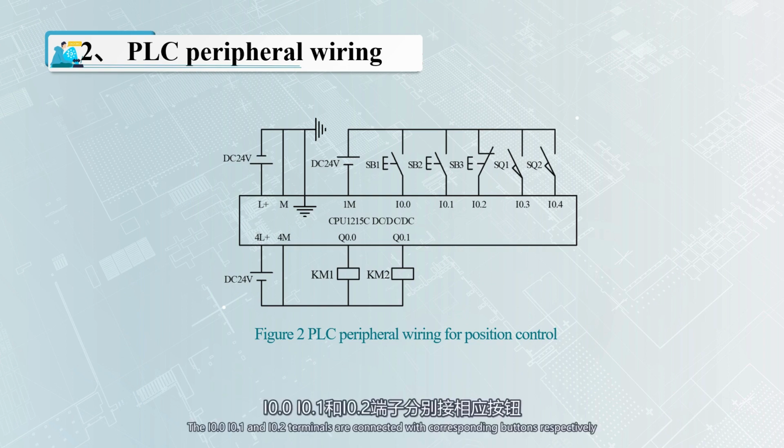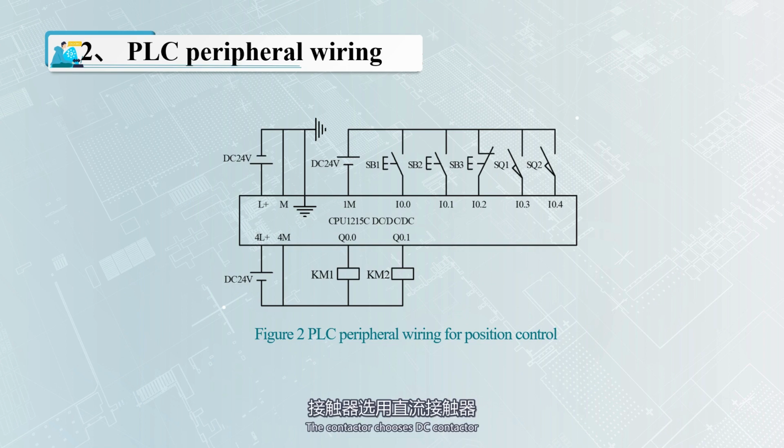The I0.0, I0.1 and I0.2 terminals are connected with the corresponding buttons respectively. The I0.3 and I0.4 terminals are connected with the corresponding position switches respectively, and the other terminals are connected with the 1M terminal through the DC power supply. The contactor chooses a DC contactor. The terminals 4L+ and 4M are connected to a 24V DC power supply. Q0.0 connects with the KM1 coil to the power supply negative, and Q0.1 connects with the KM2 coil to the power supply negative.